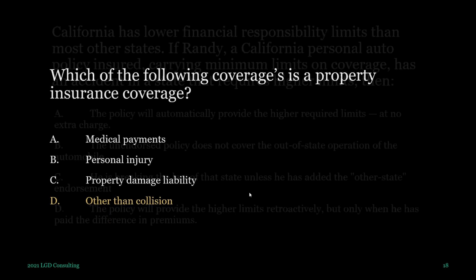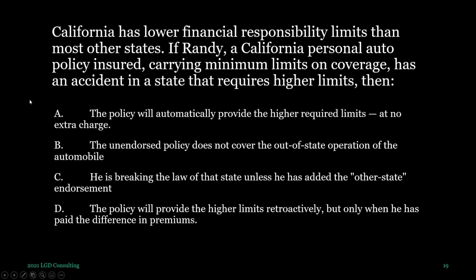Okay. All right. So California does have lower financial responsibility limits than most other states. So if Randy, a California personal auto policy insured, carrying minimum liability limits of coverage, takes a trip and has an accident in another state that requires higher limits, guess what? Their policy will automatically provide the higher limits while they're visiting that other state for no additional charge.